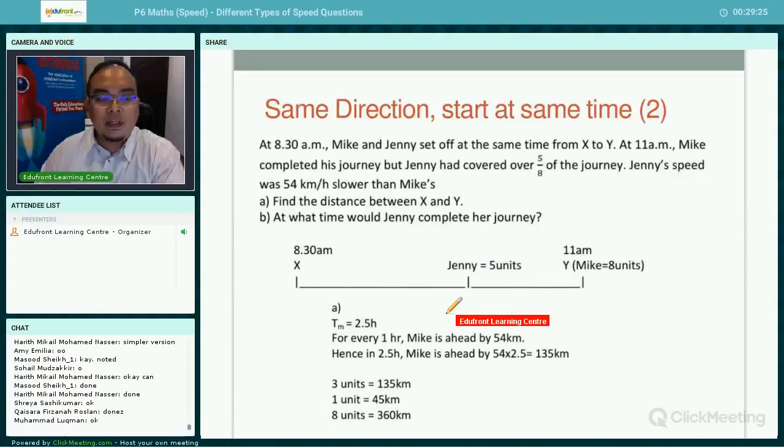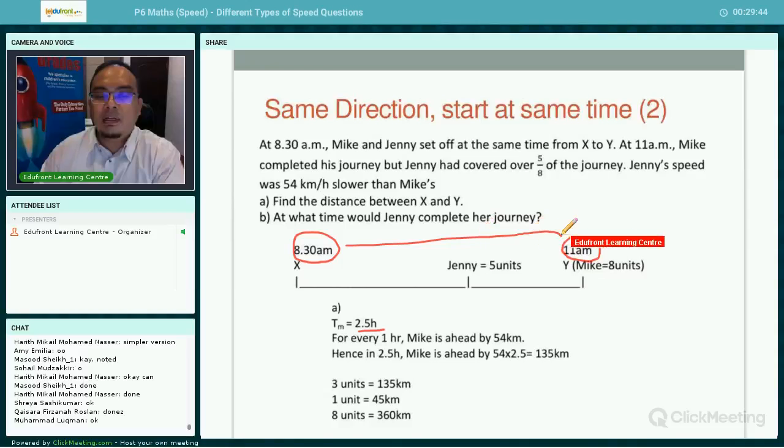Okay, so listen very carefully. Now, since the time taken by Mike is 2.5 hours, how do you get 2.5 hours? Since Mike started at 8:30 a.m., he completed the journey at 11 a.m. So it takes 2.5 hours, right? From here, 2.5 hours. Now, for every 1 hour, Mike is ahead of Jenny by 54 kilometers.